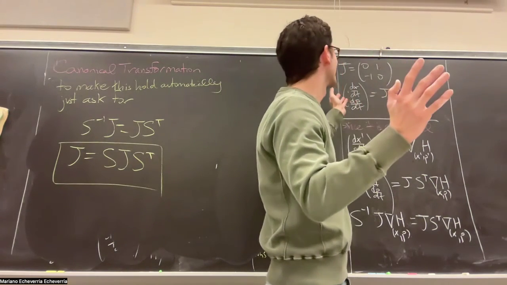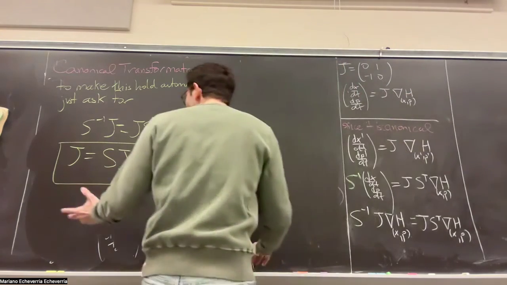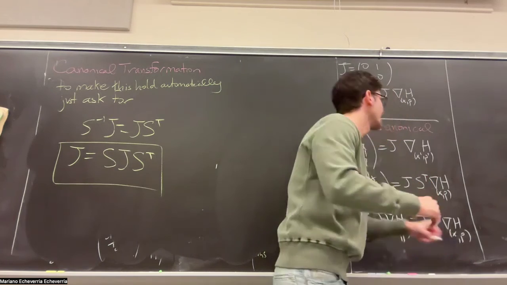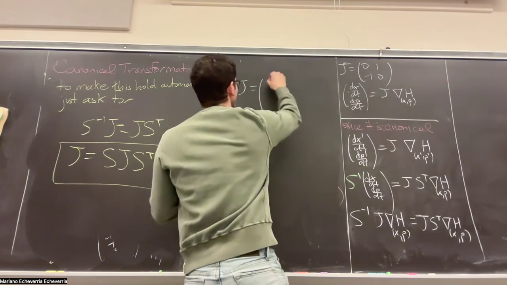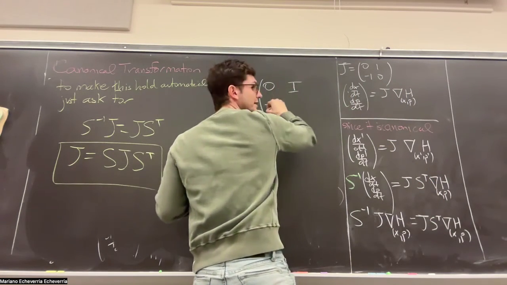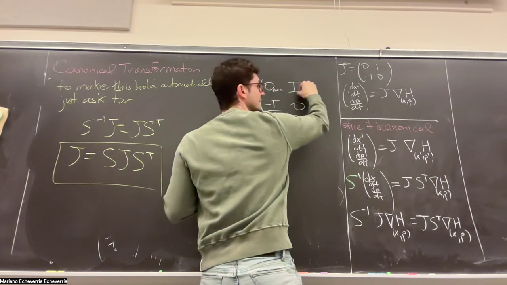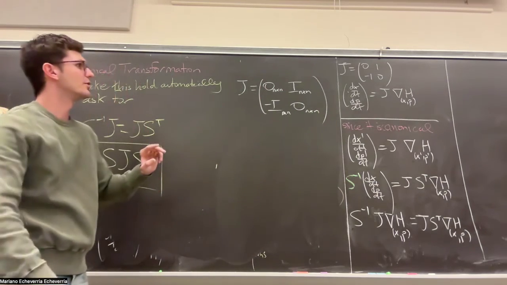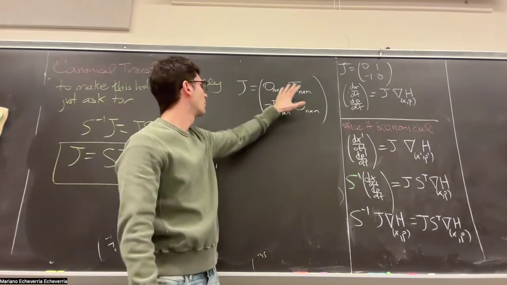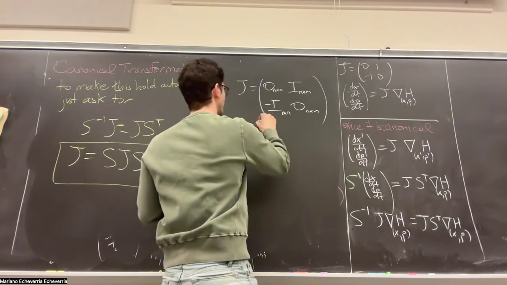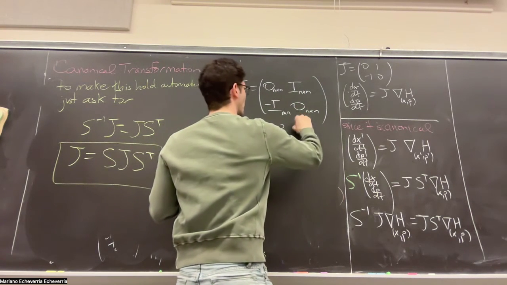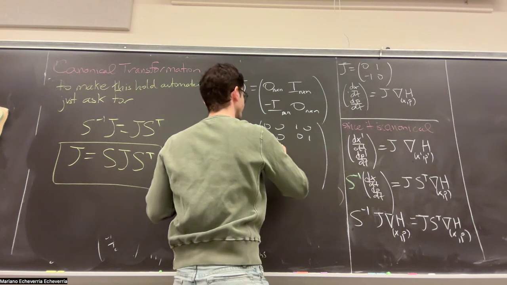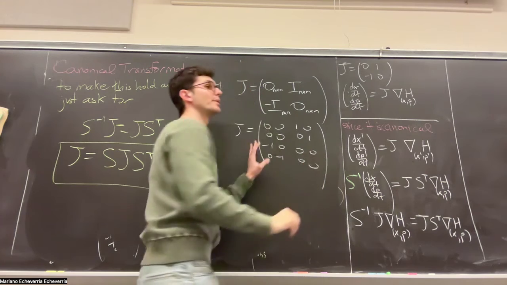Maybe I should say what J is in 4x4, 6x6, things like that. The idea is that J is always 0, identity, minus identity, 0, where these are now n by n blocks. In the 2x2 case it's just 0, 1, minus 1, 0. But in the 4x4 case it would be something like 0, 0, 1, 0, 0, 0, 0, 1, minus 1, 0, 0, 0, 0, minus 1, 0, 0. This would be the 4x4 J.